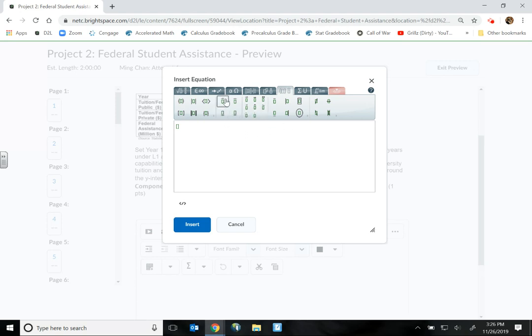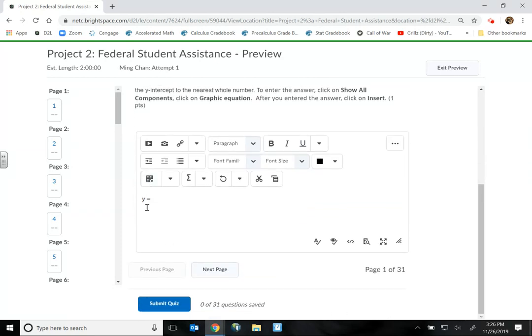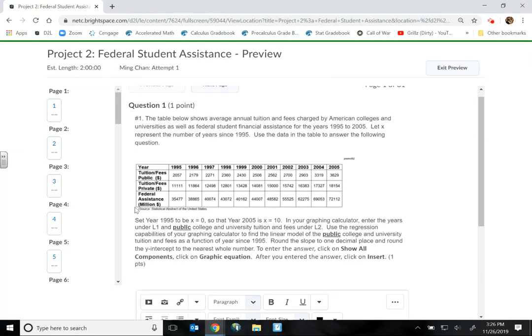Not quite. It's a little bit curly, so Y hat is kind of hard to find. A lot of the time I simply ask the student to type in the letter Y. On the homework, I know it says Y hat, but here you can say Y equals whatever the slope is, X plus B, whatever the Y intercept turns out to be. Once you key it in, you click on Insert, and you can go to the next page for the next questions.